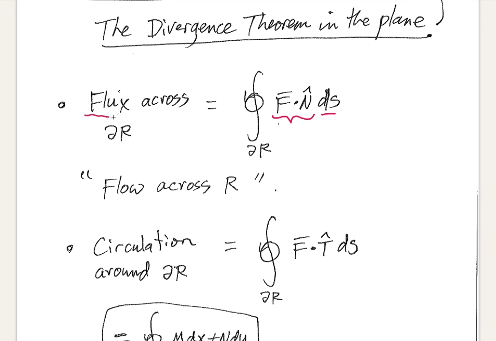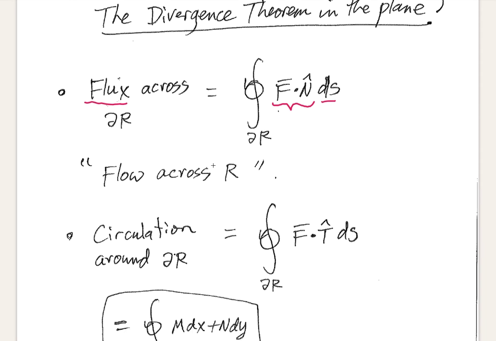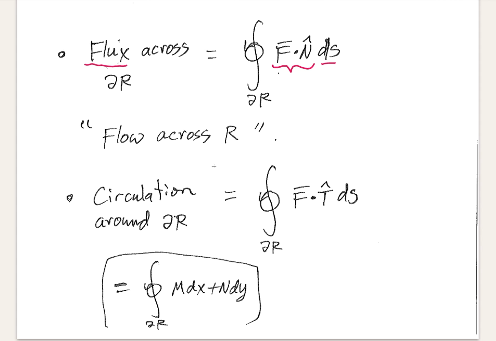Flux is the typical word. It's kind of archaic in some ways, reminds us of the 19th century. But you think of this as how much of the field is actually flowing across the region, or out of the region.